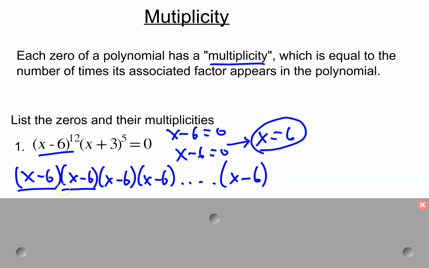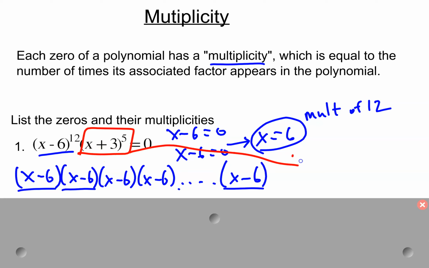But how many times would I have that same exact answer? Well, I would have it 12 times. So what we say is that x equals 6 is a 0, and it has a multiplicity of 12. Okay? And then on the flip side, we also have this factor over here.